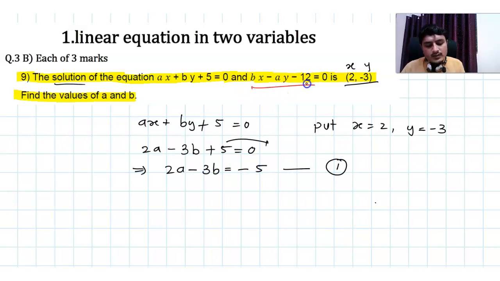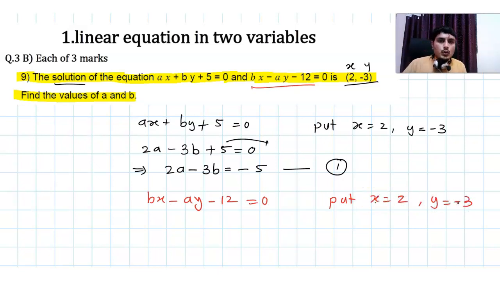Now look at the next equation. We have bx - ay - 12 = 0. Now let us put x = 2 and y = -3, because (2, -3) is the point of solution of this equation, so it should satisfy the given equation. So the x value is 2, b into 2 we are writing 2b, minus a into y, that means a into -3, we have -3a, minus minus becomes plus, 3a we are having, -12 = 0.